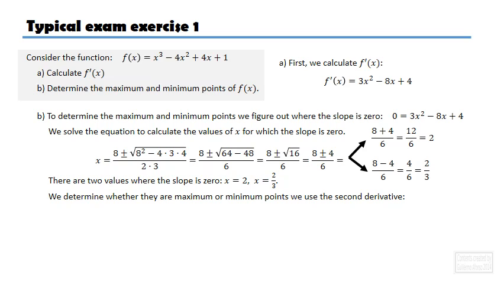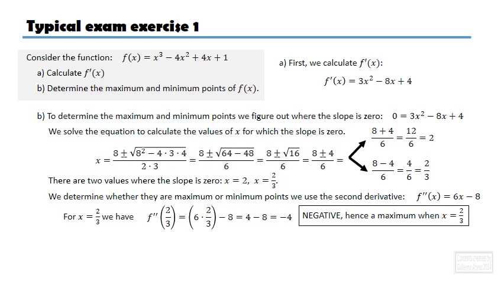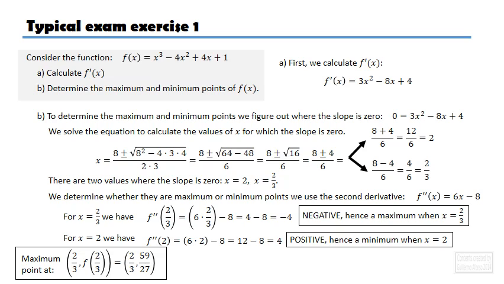To know whether they are maximum or minimum points, I use the second derivative. Here is the second derivative, 6x minus 8. For x equals 2/3, that is going to give me minus 4. So I'm going to have a maximum when x equals 2/3. When x equals 2, I'm going to get that the second derivative gives me 4. So I'm going to have a positive value and a minimum when x equals 2.